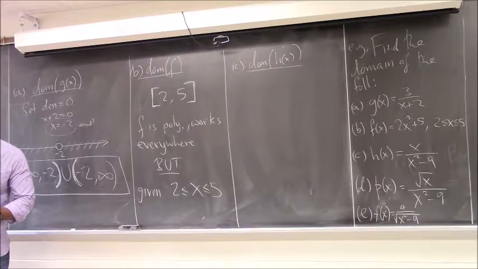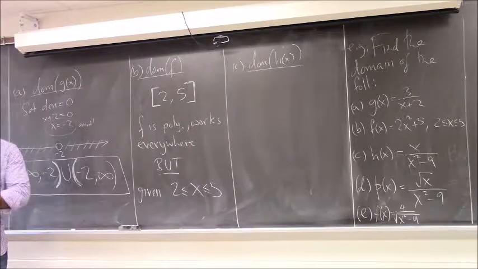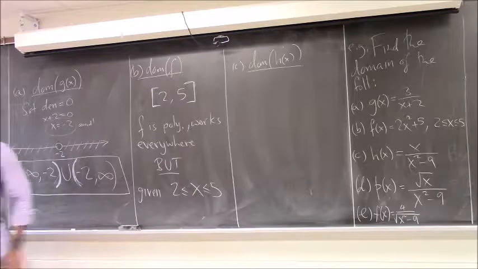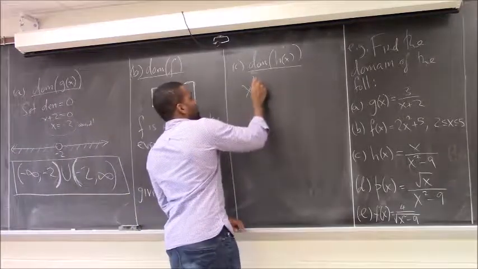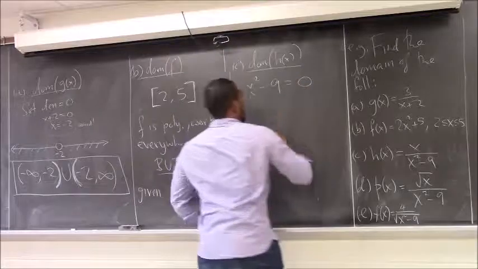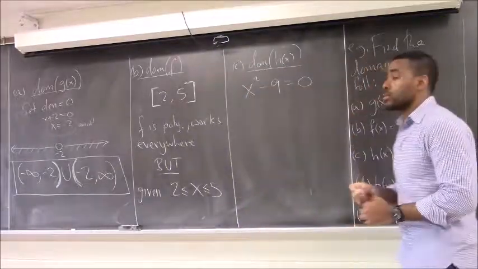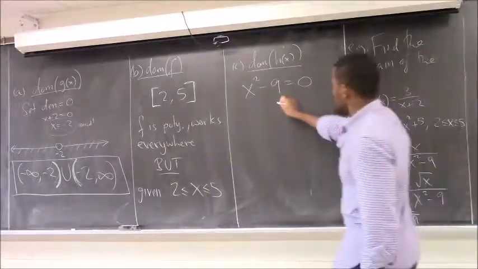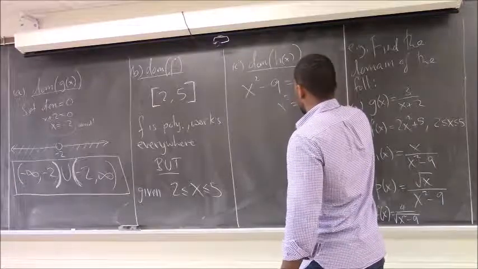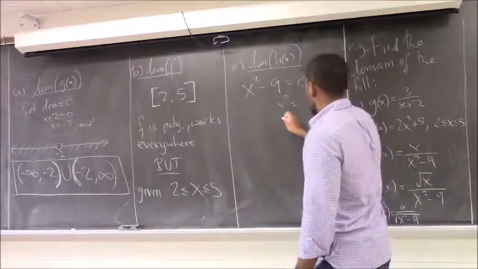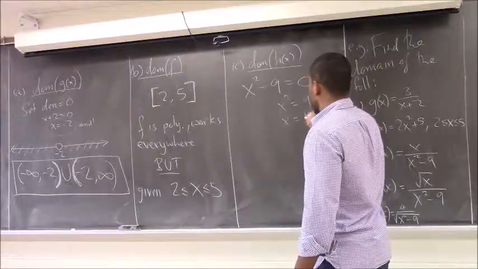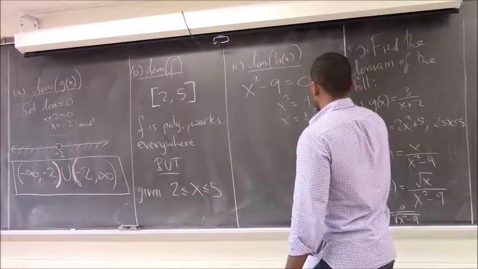So the denominator is x squared minus 9 equals 0, and we solve for x. How do we solve for x? You add 9 to the other side, so you get x squared equals 9. Then you take the square root of both sides, and you get x equals plus or minus 3. Plus or minus radical 9 equals plus or minus 3.